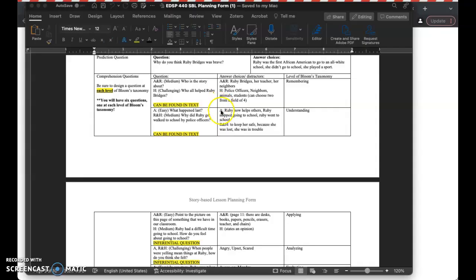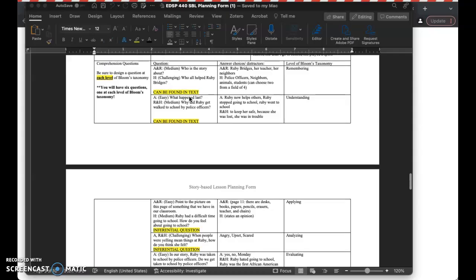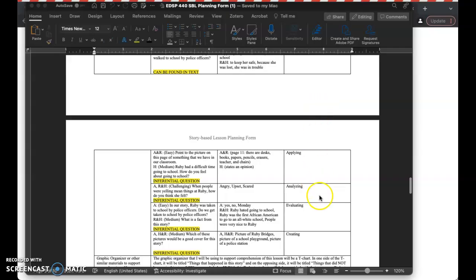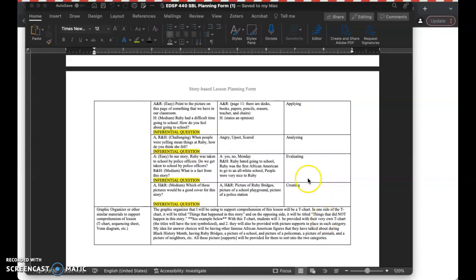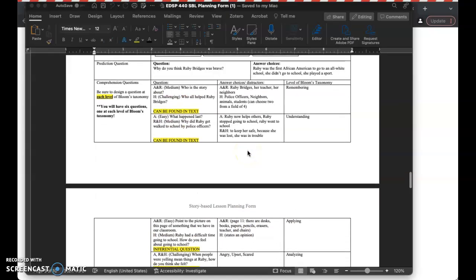So anyway, I'm going to keep going with this. She has an example of each type, and they're over here on the right hand side: remembering, understanding, applying, analyzing, evaluating, creating. She also included the answer choices. You're going to have to do that as well. All of this needs to be pre-planned.